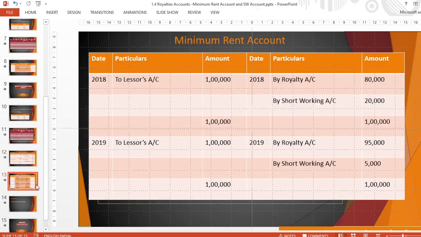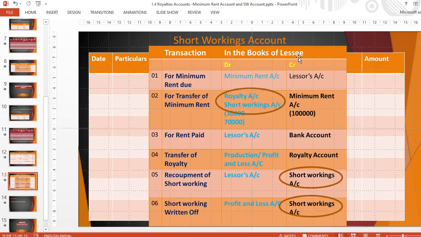And the next one, we need to prepare the short workings account. For the preparation of the short workings account, we should check the transactions. As far as short workings, we have three transactions here. The first one, transfer of minimum rent. In this case, we have a short working entry.